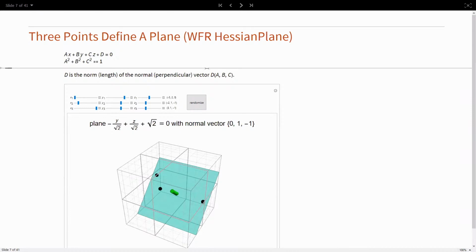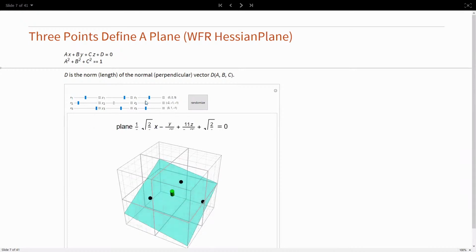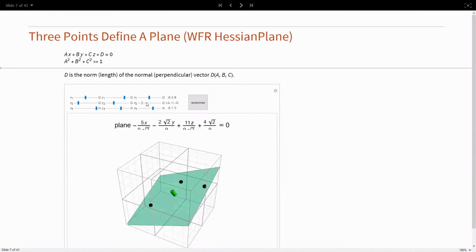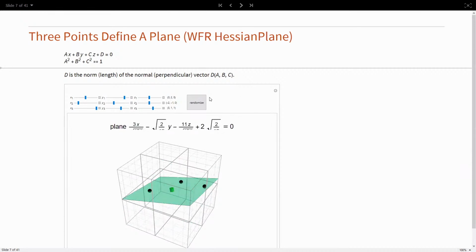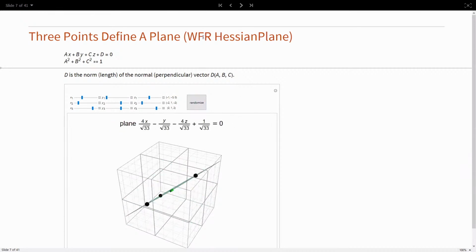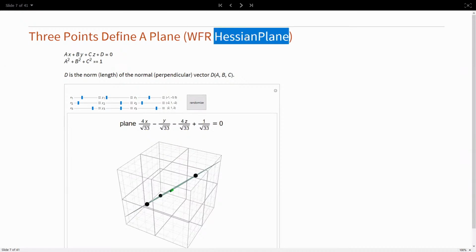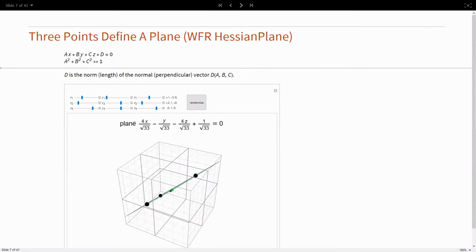We can also do the same thing for planes. 3 points define a plane. And here we have various planes that come out. These are also all Hessian forms. And if you look at our Wolfram function repository, we've got a Hessian plane function that returns these items.